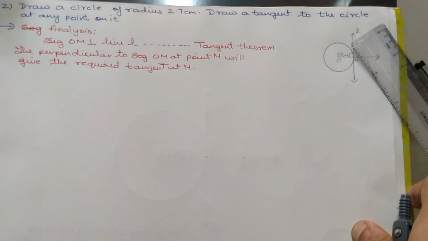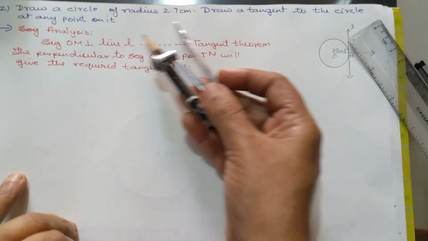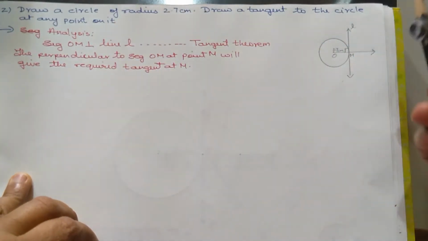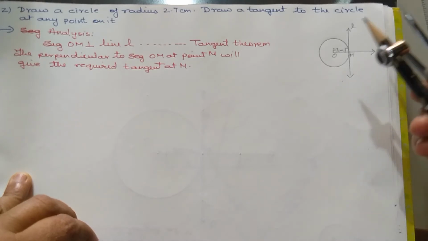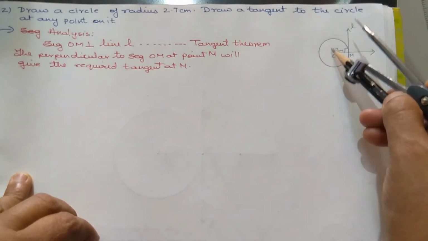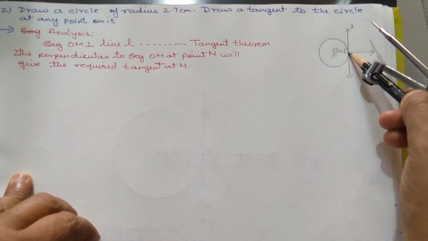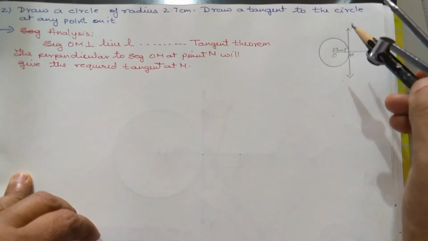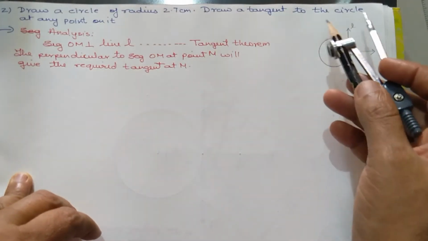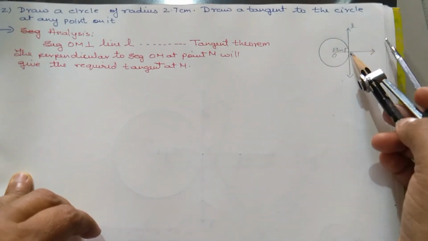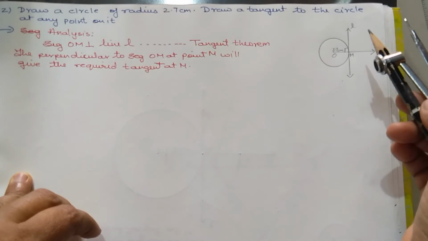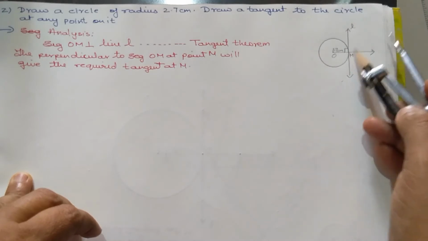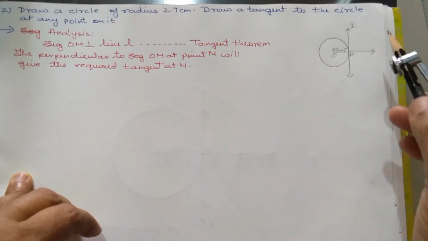Now sum number 2, draw a circle of radius 2.7 centimeter and draw a tangent to the circle at any point on it. So this is a rough diagram like the previous sum only, you have to draw over here also. In the previous sum, the name of the center was given as P and the point on the circle was given as M. So if it is mentioned in the question, you have to take the same point which is mentioned in the question. The name of the point should be same only. Here it is not mentioned, so you can take the name of the center as anything, and the point which is taken on the circle also you can name it as per your wish. So we have taken the center as O and point on the circle as M, and through ray OM we have to draw the line L perpendicular.